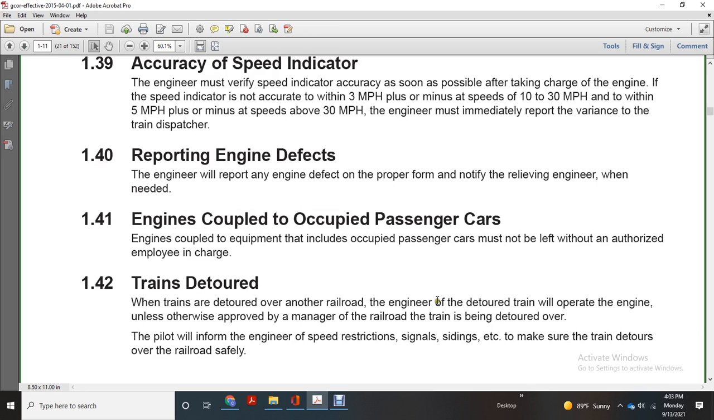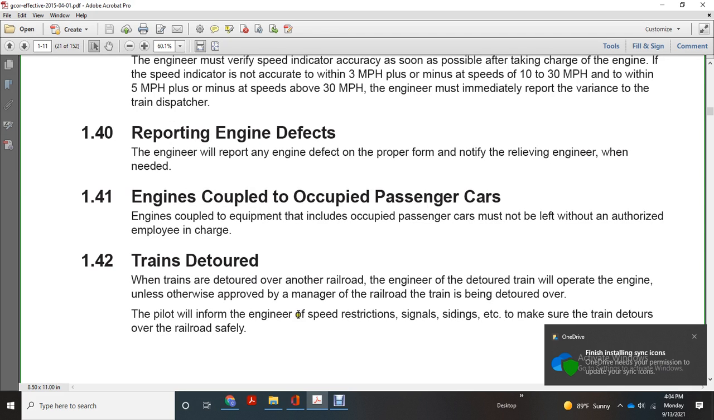Trains in detour. On any railroad, an engineer detouring a train will operate with the engine unless otherwise approved by the manager of the railroad the train is to be detoured over. The pilot will inform the engineer of speed restrictions and signal sightings, and make sure the train is detoured over the railroad safely.